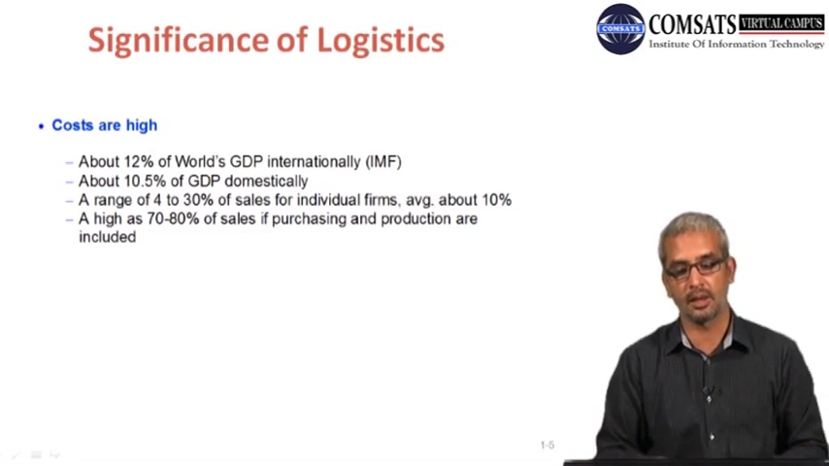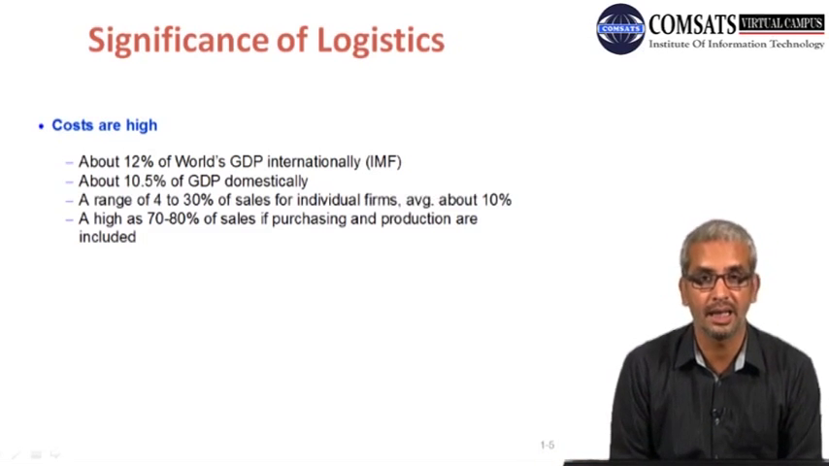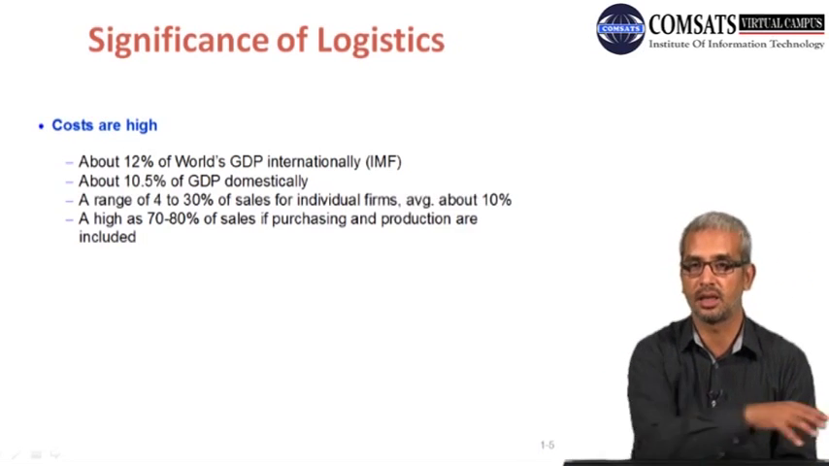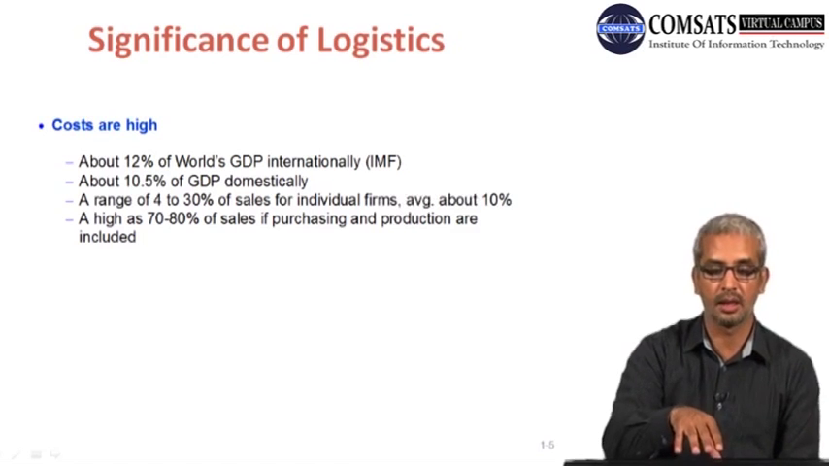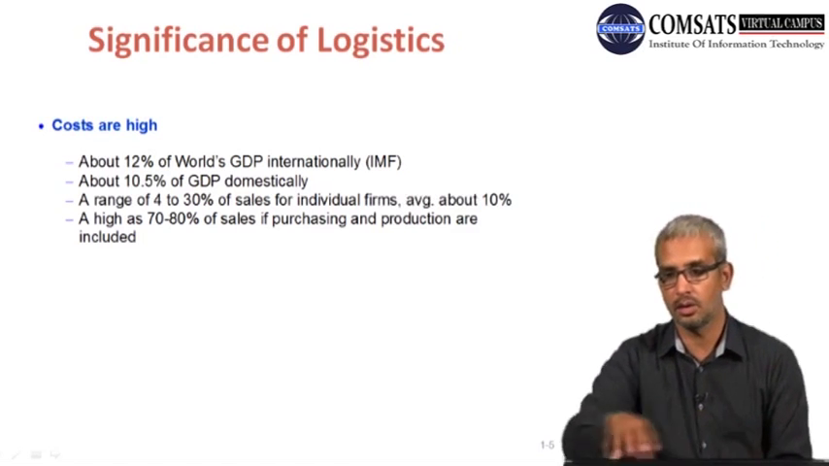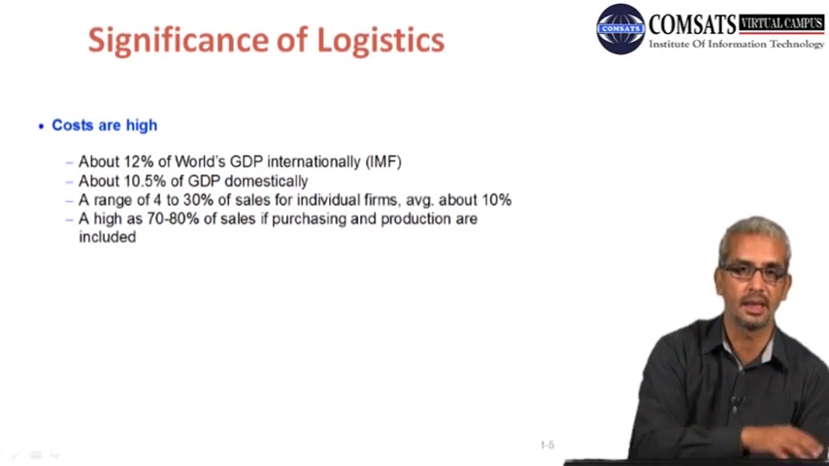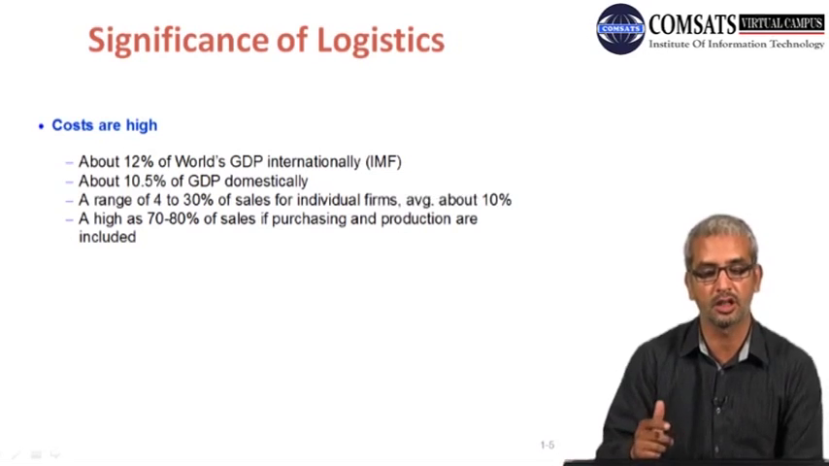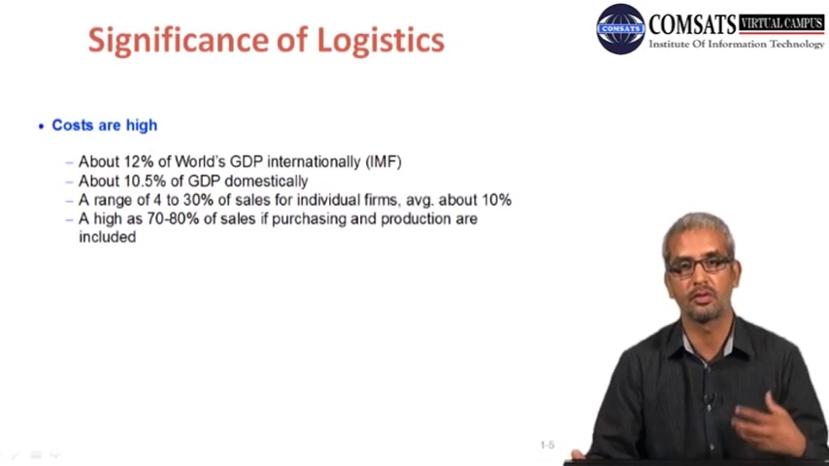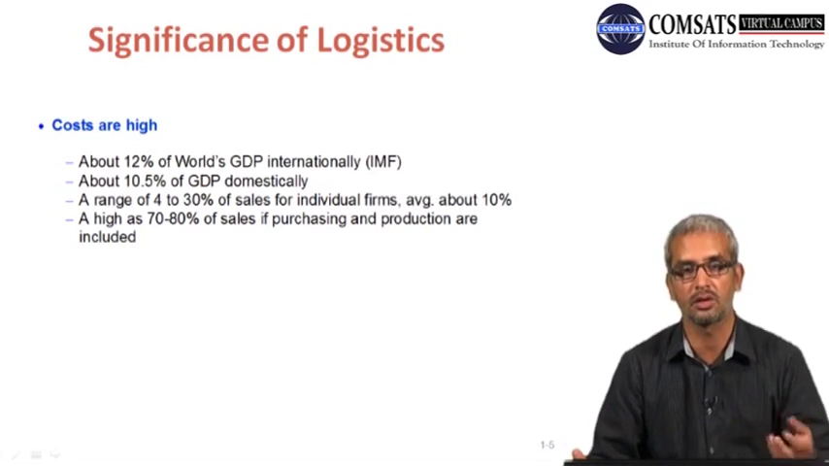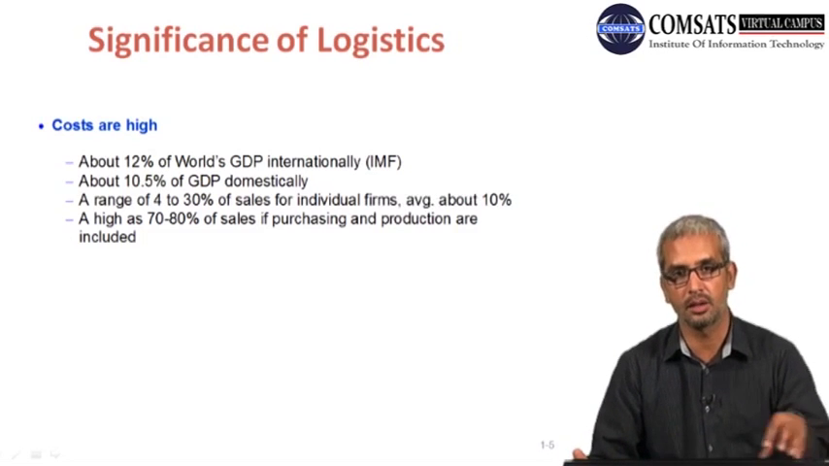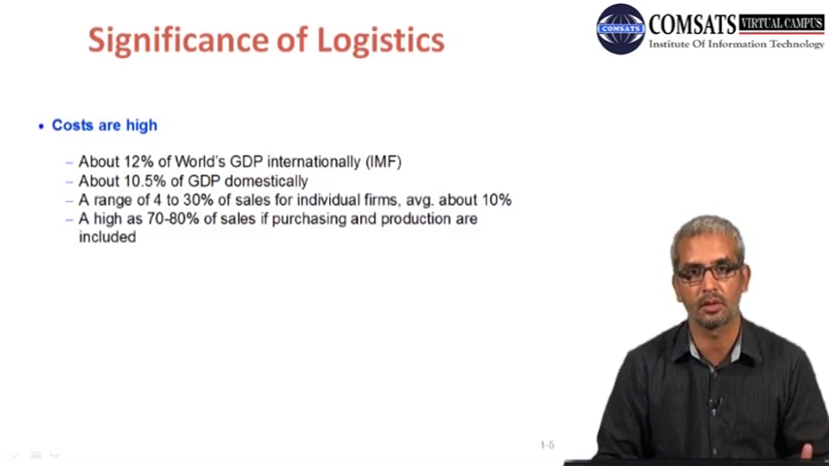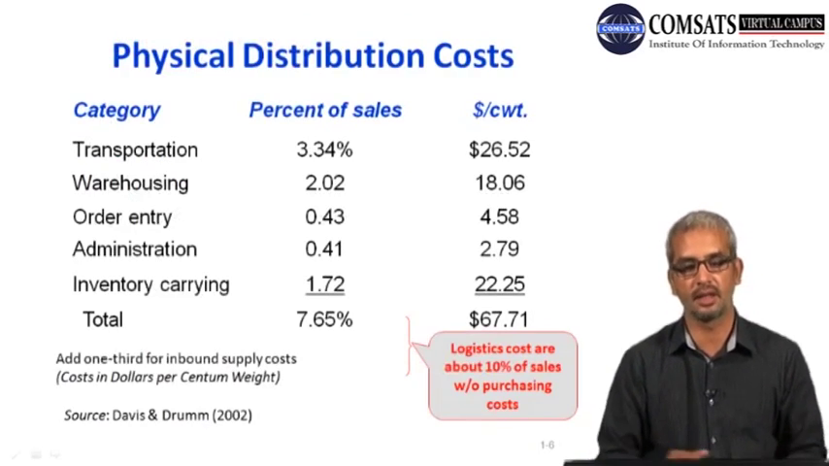And it can also be very high if we consider the supply of the raw material as well, because that is also a logistics cost. The last two figures that I discussed were the cost of delivery of those goods, but it can be as high as 70 to 80% of sales if purchasing and production are included. If the logistics costs of purchasing and production are included, then it can be as high as 70 to 80% of the cost of sales, which is again a very significant figure.